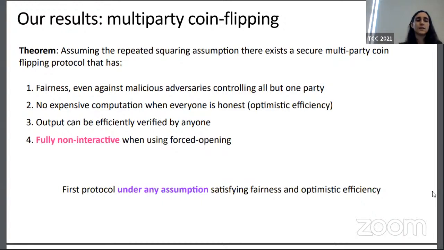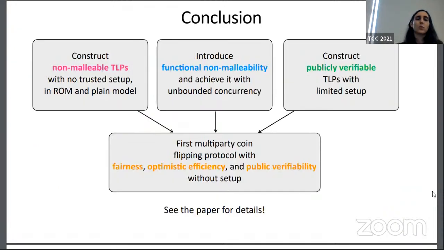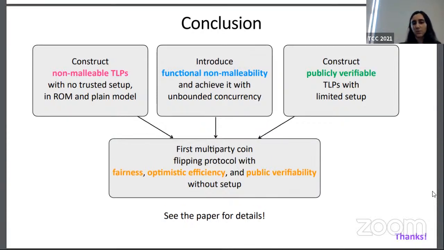So depending on what you want, it can be interactive or non-interactive with different efficiency trade-offs. Lastly, I'll just note that this is the first protocol under any assumption that satisfies this combination of fairness and optimistic efficiency for this incredibly fundamental task of coin flipping. So we have a bunch of other results. Feel free to see the paper for those or come talk to me. And that's it. So thank you for listening, and I'm happy to take any questions.